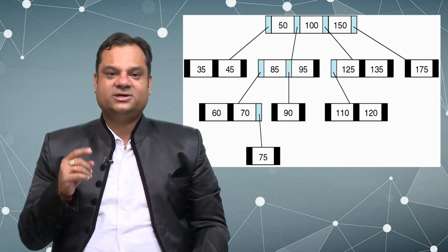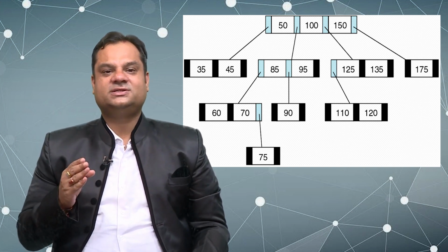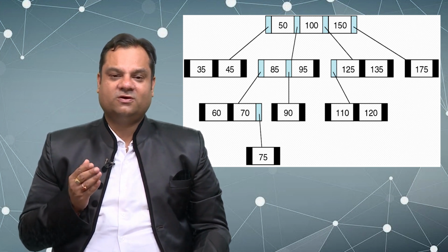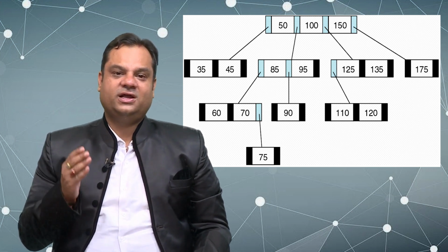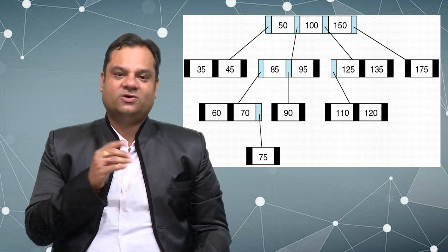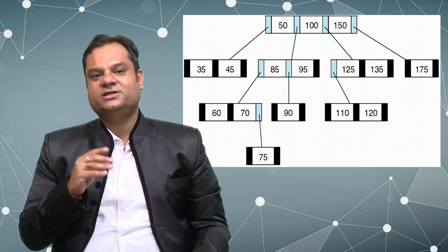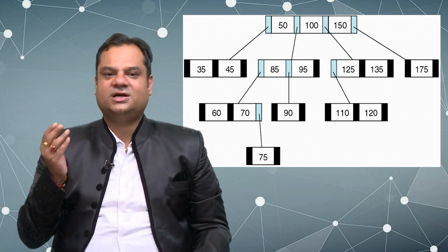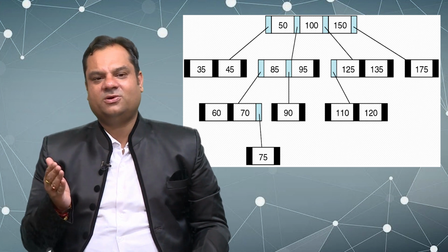Talking about the last item, that is 75. 75 is greater than 50 but less than 100. So it should follow the path of 85 and 95. Then again 75 is less than 85, so go for the left child, and the left child 60, 70 is already available. We can insert 75 as a neighbor, the right neighbor of 70.